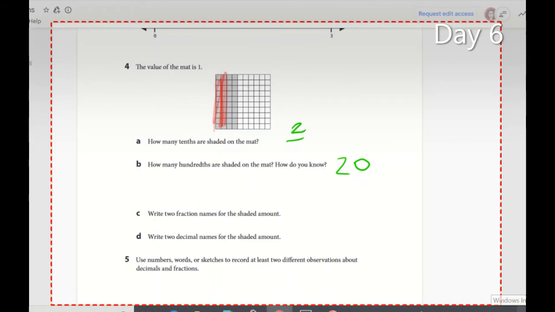Letter C says write 2 fraction names for the shaded amount. So then you could say 2 tenths or 20 hundredths. D says write 2 decimal names for the shaded amount. Similarly, you could say 2 tenths or 20 hundredths.